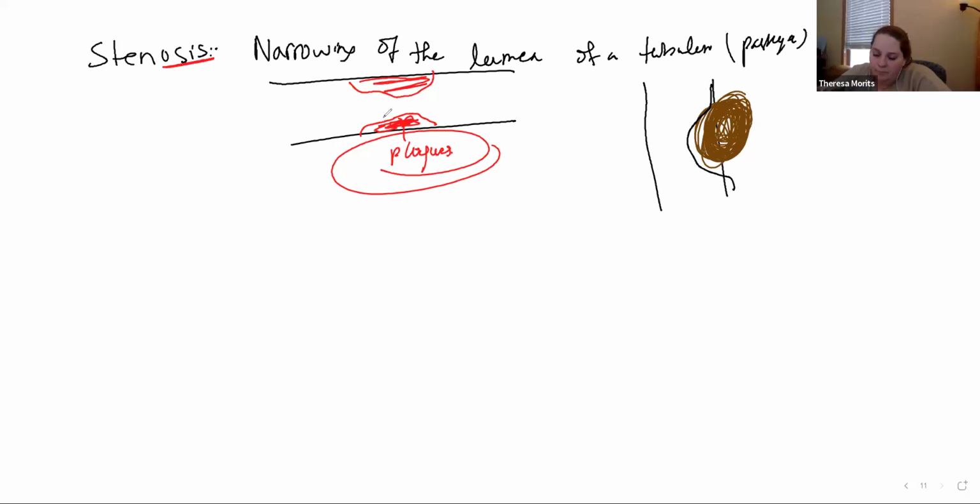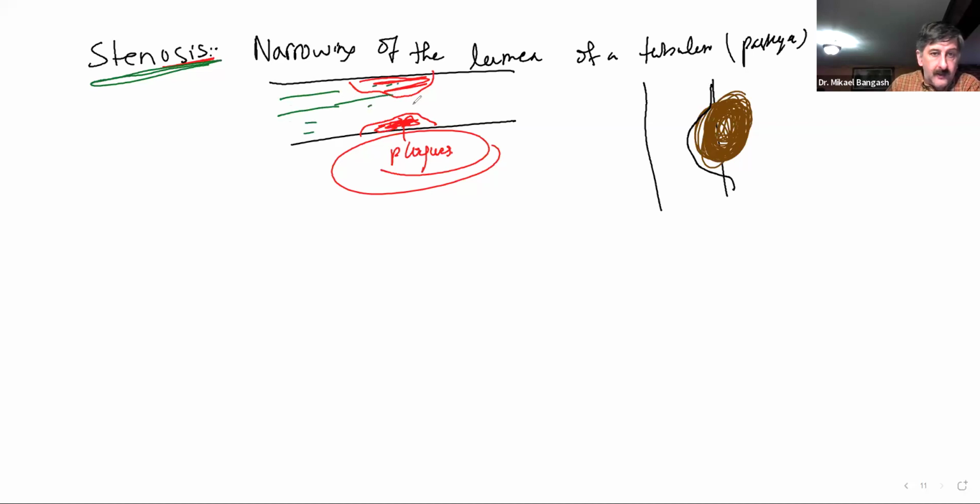Good. Right now, our main point of interest is how this stenosis is going to affect things such as the flow, the pressure, things such as the velocity of the blood as it flows through this blood vessel here. So to do that, let's just draw a blood vessel.